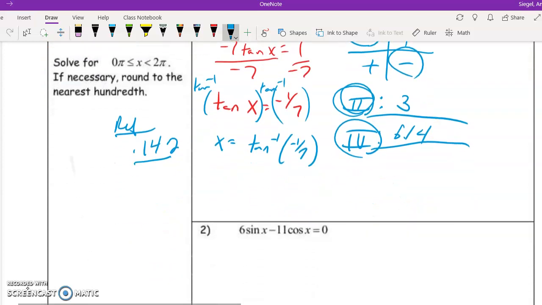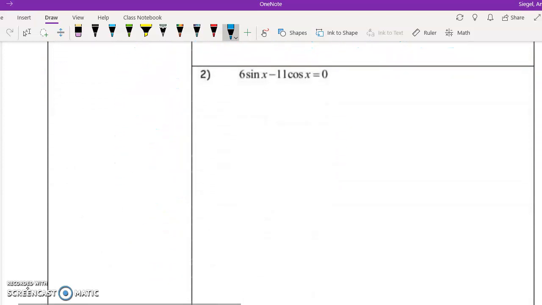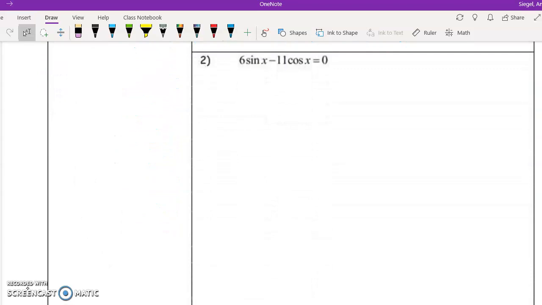Okay, so number 2, go ahead, it's the exact same thing. So go ahead and see if you can get it set up. Your goal is to have the tangent of x equal some number. So I'm going to push pause and see how you do.